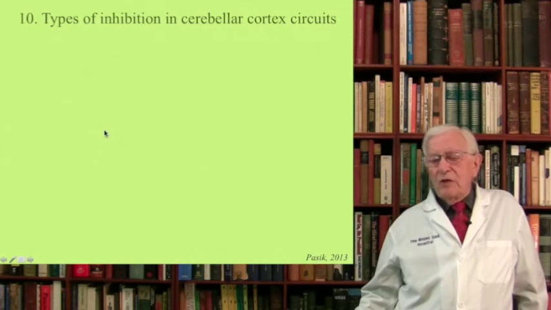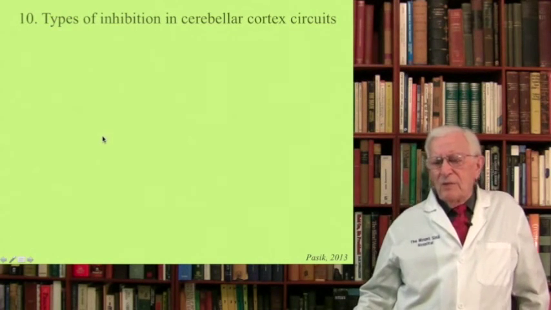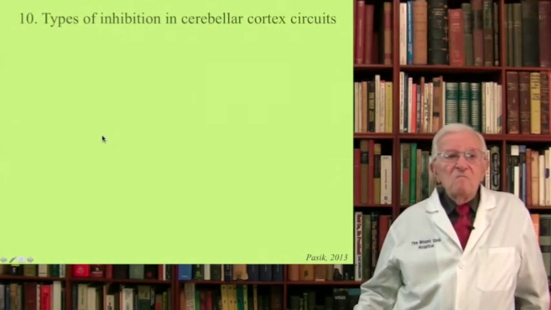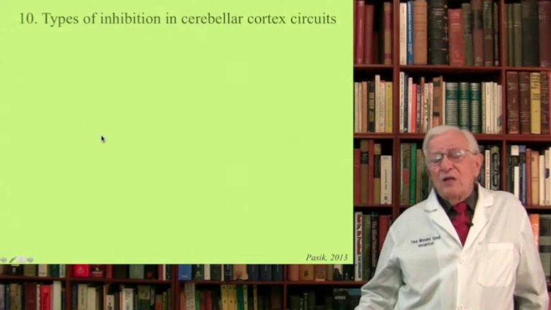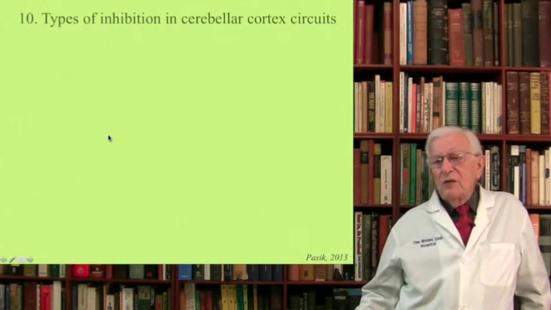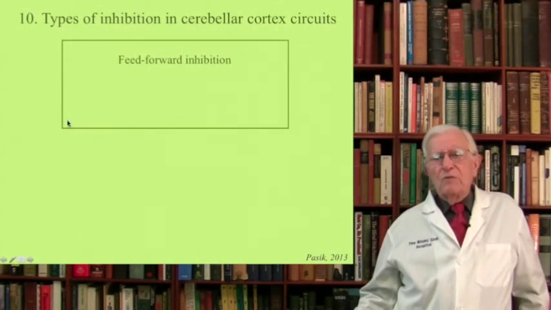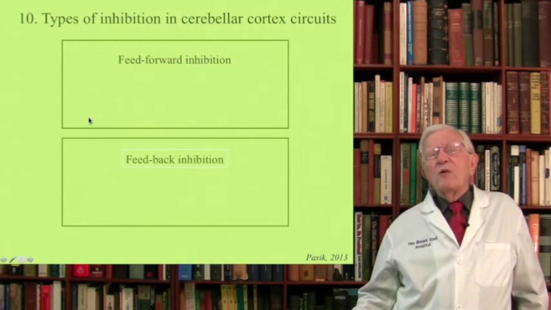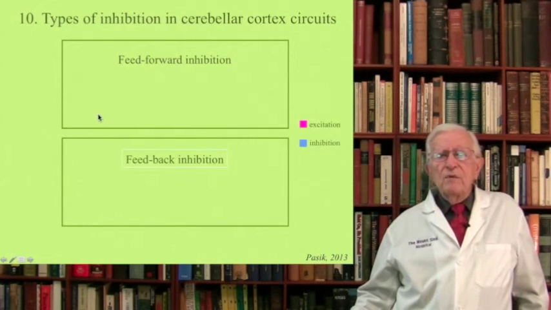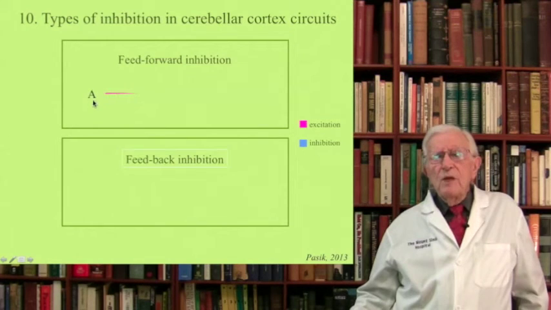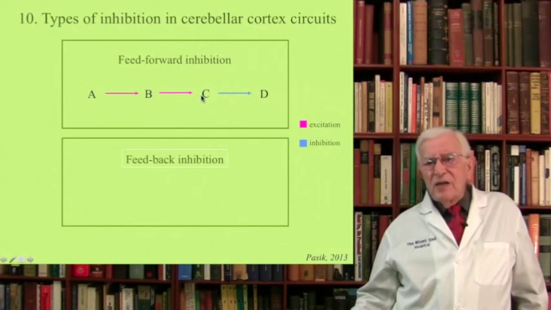As I said before, there's a lot of inhibition in the cerebellar cortex, and you can delineate circuits that use feed-forward inhibition and circuits that use feed-back inhibition. For instance, you have a feed-forward situation. You see, for instance, A excites B, B excites C, C inhibits D.